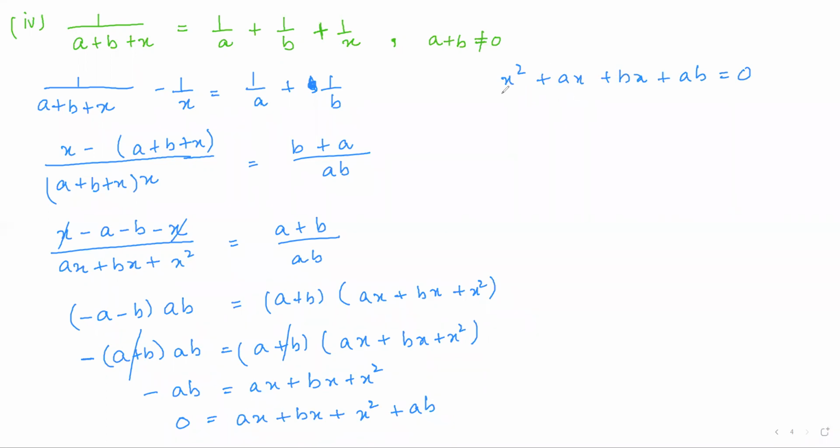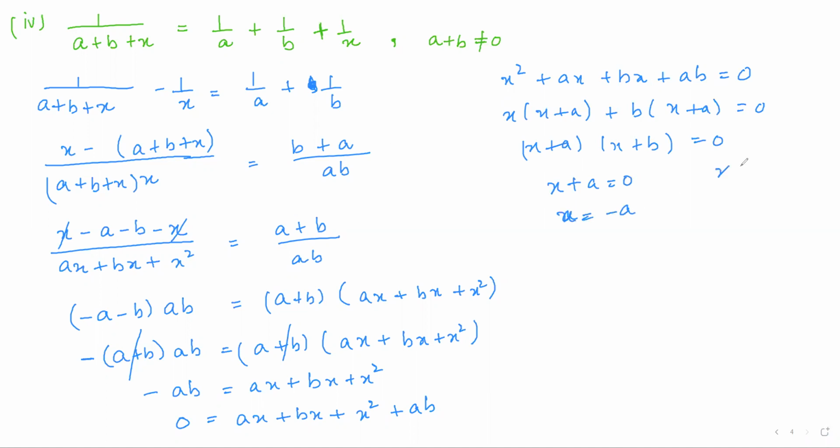Now from the first two terms, I can take x common, so x plus a. From here, I can take b common, x plus a, that you can see. So x plus a into x plus b is equal to 0. That gives you x plus a is equal to 0, so x is equal to minus a. And x plus b is equal to 0, that gives you x is equal to minus b. Okay. These are simple questions. I don't think they are quite tough. Simple, just one additional step of taking LCM, that's it.